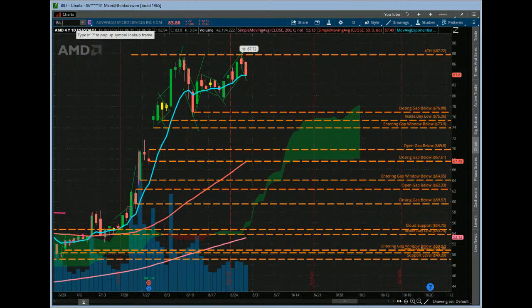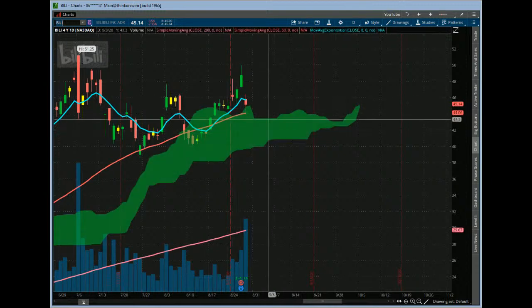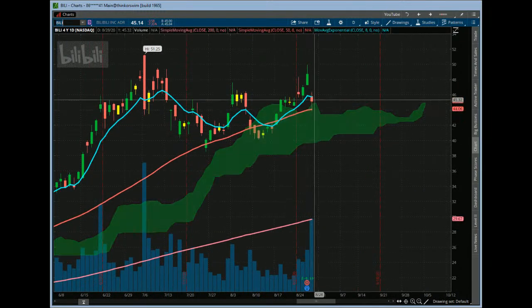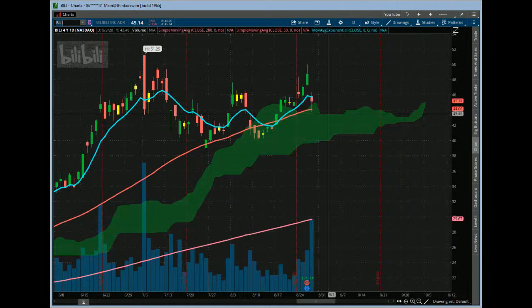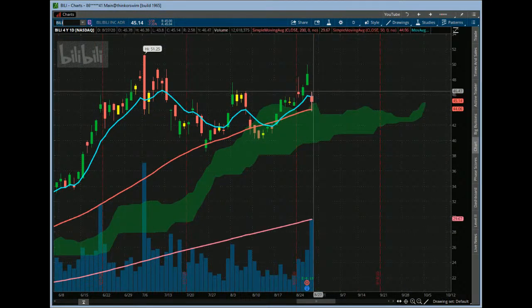And then Billy. So Billy with a gap down today and a reversal off the cloud and the 50-day moving average, but a little bit sketchy in this range too. So tough area right here. Gaps above and gaps below. So we got that going on.